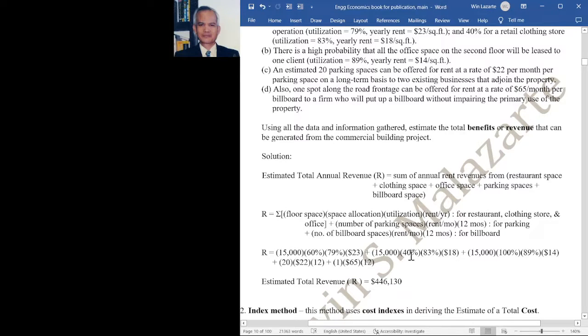Okay, these are the values. For the restaurant, this is $23 times 79% utilization times 60% space allocation times the first floor area of 15,000 square feet. For the clothing space, it is equal to the $18 rent per year times the 83% utilization times the 40% space allocation times the 15,000 square feet floor area of the first floor.